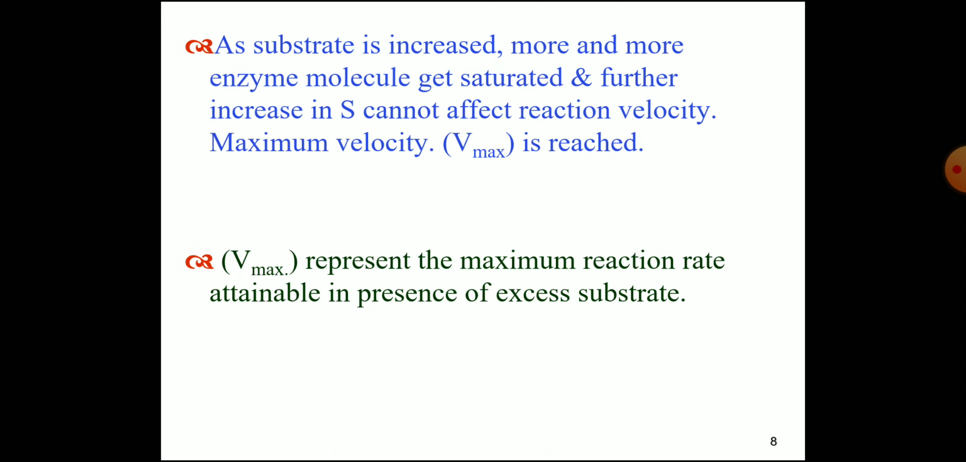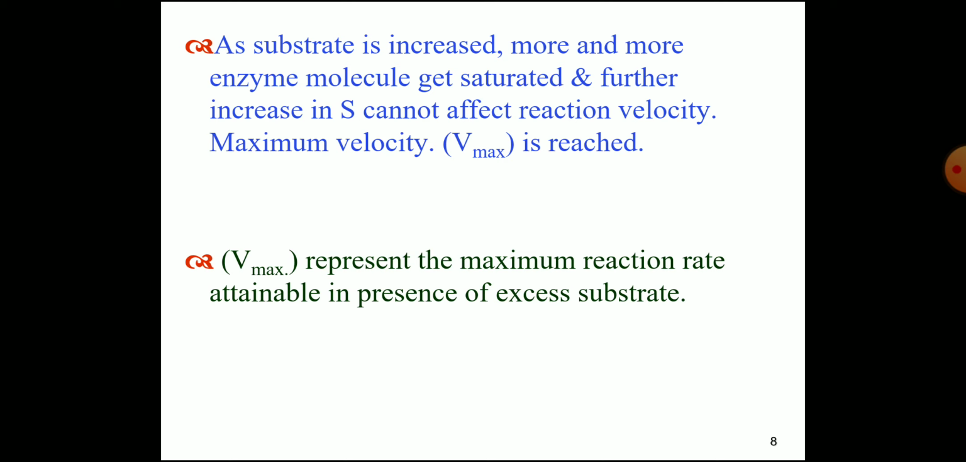So as the substrate is increased, more and more enzyme molecules get saturated. Saturated means enzyme combines with the substrate to form the enzyme substrate complex. Further increase in substrate cannot affect the reaction velocity. That is called the maximal velocity or Vmax. So when the whole of the enzyme gets saturated with the substrate, the velocity is maximum. That is called the Vmax or maximal velocity. Vmax represents the maximum reaction rate attainable in the presence of excess substrate.